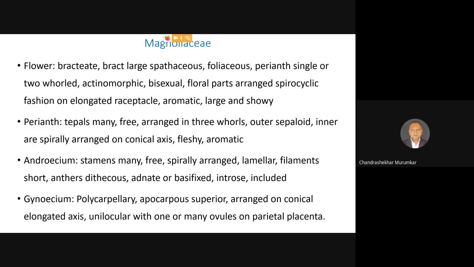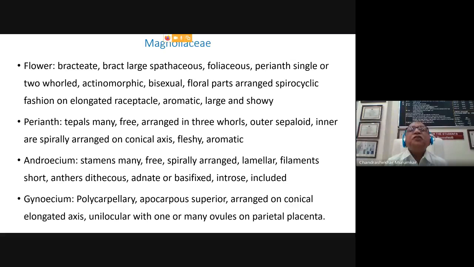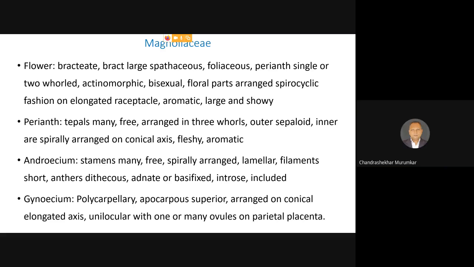Now here there is no distinction between the calyx and corolla, and that's why the flower may be incomplete. Then it cannot be called pentamerous or tetramerous because the radial symmetry is not clearly indicated, because the perianth lobes, stamens and carpels are many in number. So here the flower is not tetra or pentamerous, which is a typical character of dicots. But the floral parts are arranged in a spirocyclic fashion and on an elongated receptacle. So there is a conical receptacle.